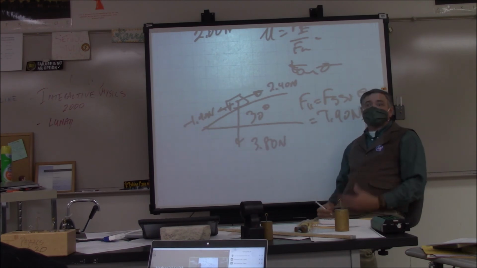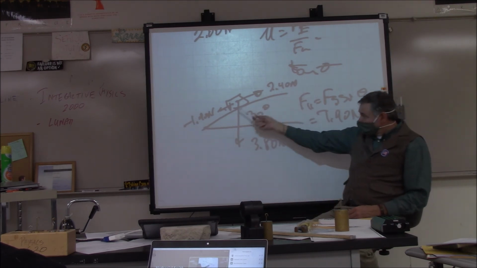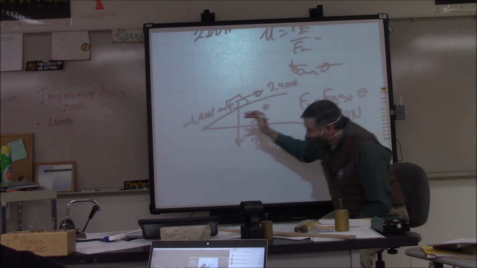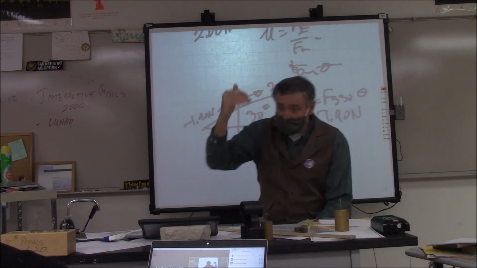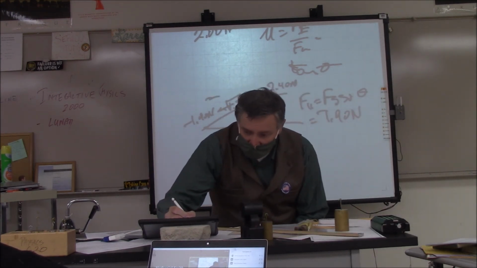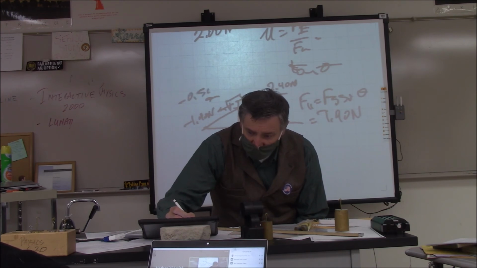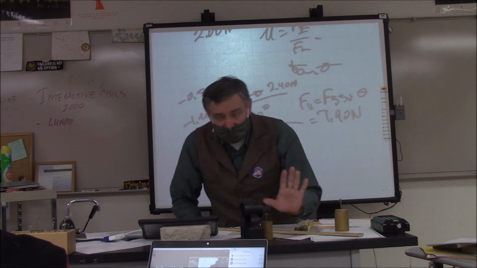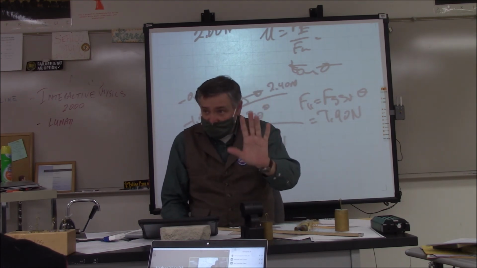What's that force doing? What's it overcoming? Friction. So if you take 2.4 and subtract 1.9, you get about 0.5 newtons. So my frictional force, going down the hill, is going to be negative 0.5 newtons.